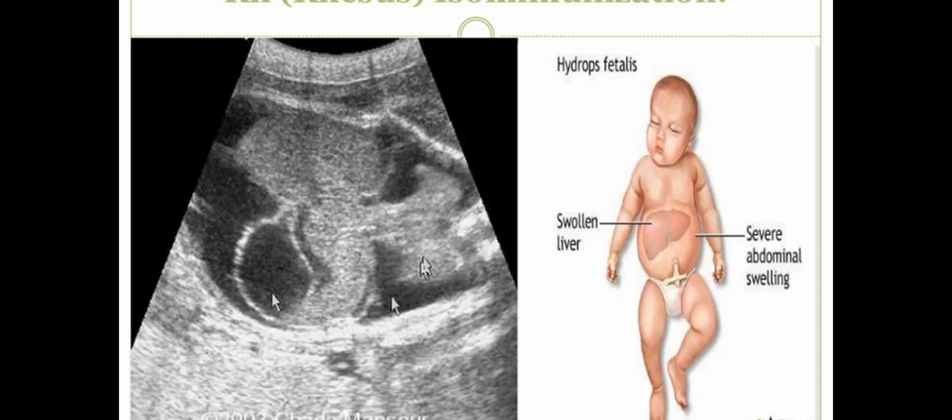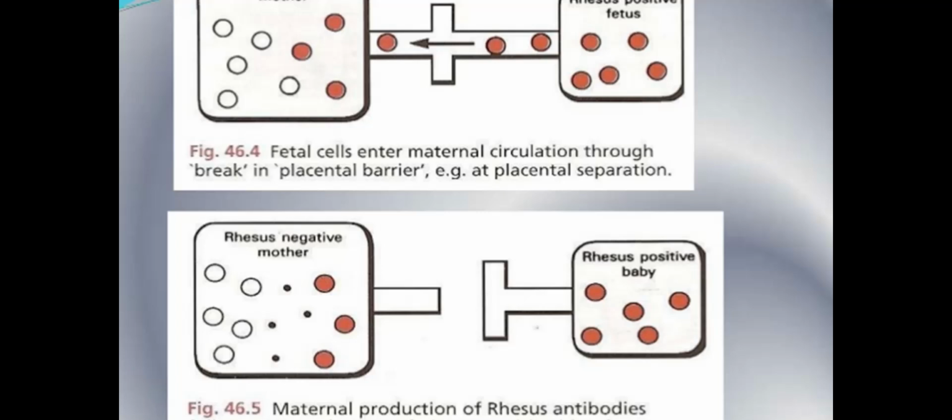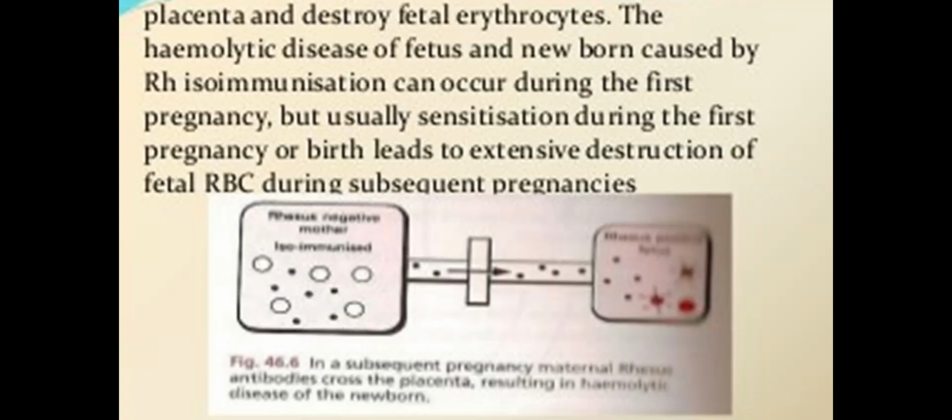This is the picture showing hydrops fetalis, that is the accumulation of fluid over the viscera. Now this picture shows that when there is a breakage in the placenta, the fetal positive blood cells will circulate in the maternal blood, and in the next picture, antibodies are formed. When there are subsequent pregnancies, these antibodies can cross the placenta and will destroy the fetal erythrocytes.